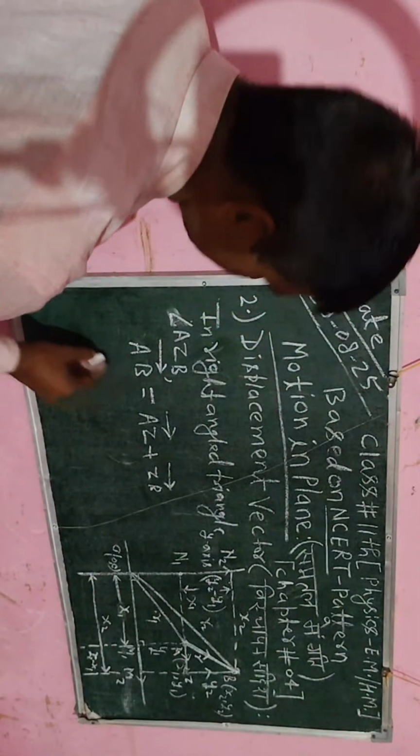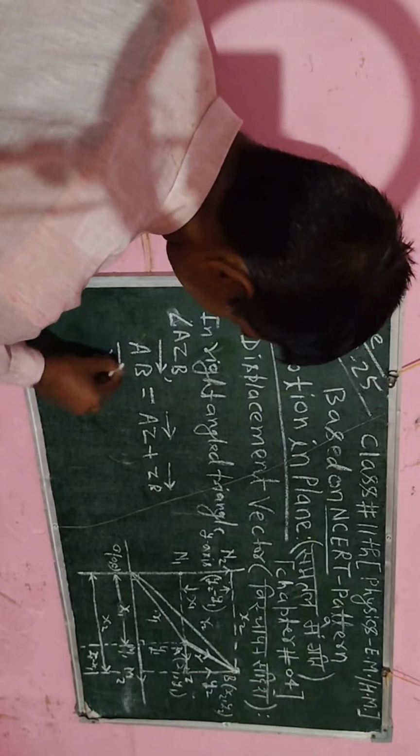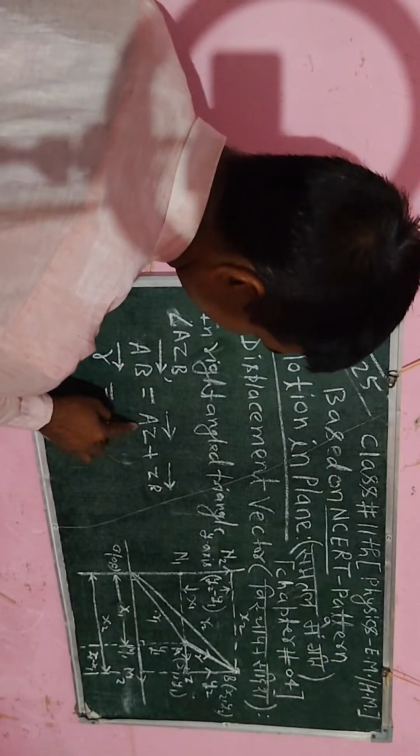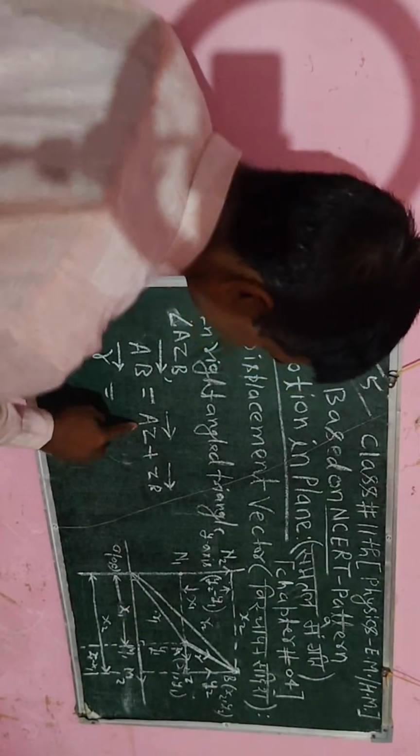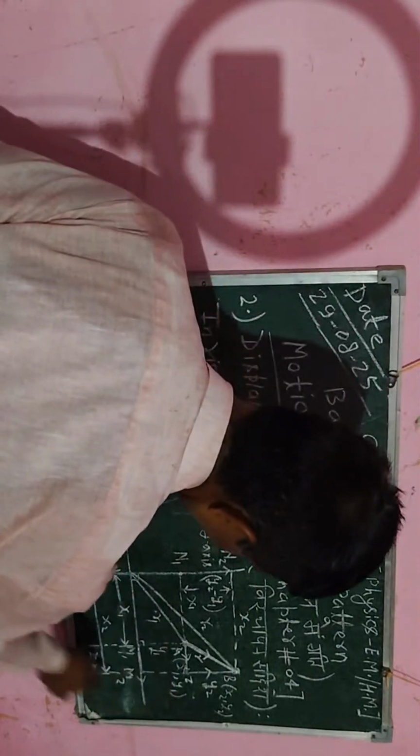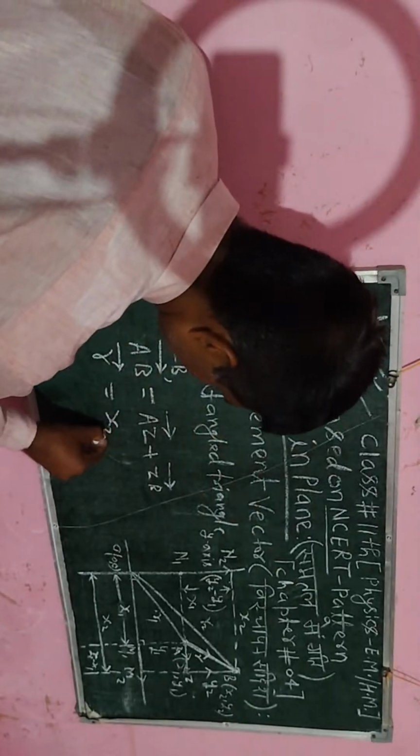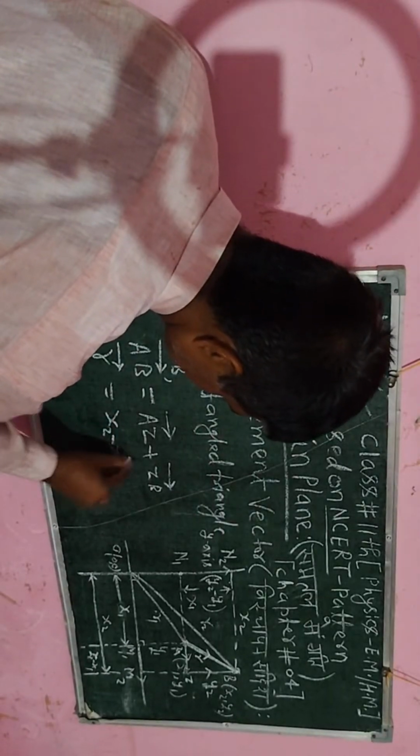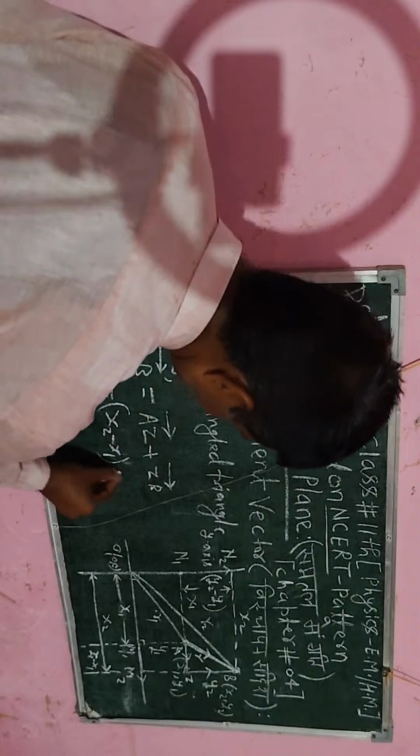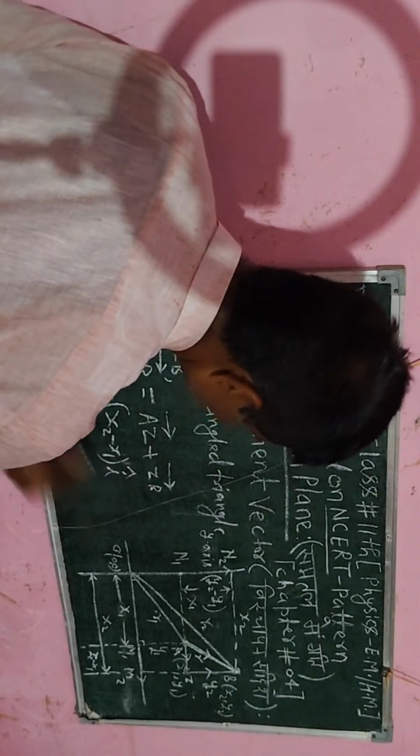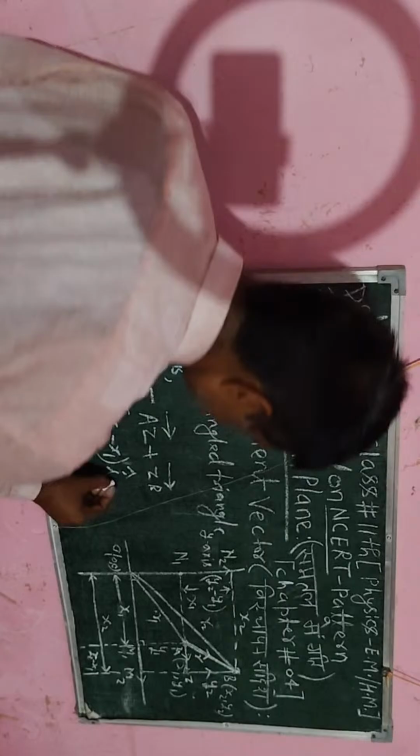So AB vector I will write here as vector R, which is equal to the vector AJ. The length of AJ I have calculated as x2 minus x1. So here I have to write positively x2 minus x1. I will put it in bracket now. Along the x-axis I will take the unit vector, that is vector i cap.